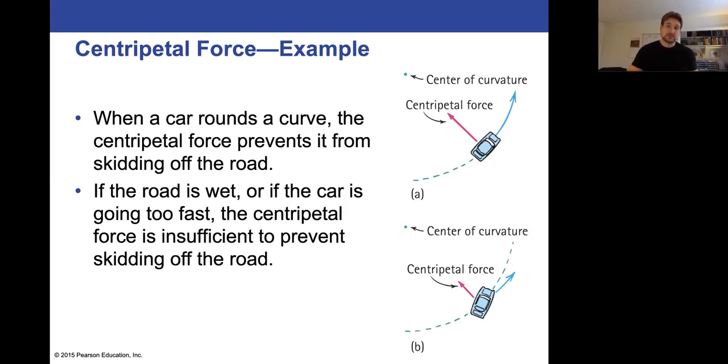There needs to be a force directed inward. On a flat curve that we're driving on, it's friction that's doing that job. Somehow or other, the net force needs to account for the fact that we have to change the direction of the car. If there isn't enough net force to change the direction of the car at the speed that it's going, then it's not going to stay in a circular path and it's going to skid out of the turn.